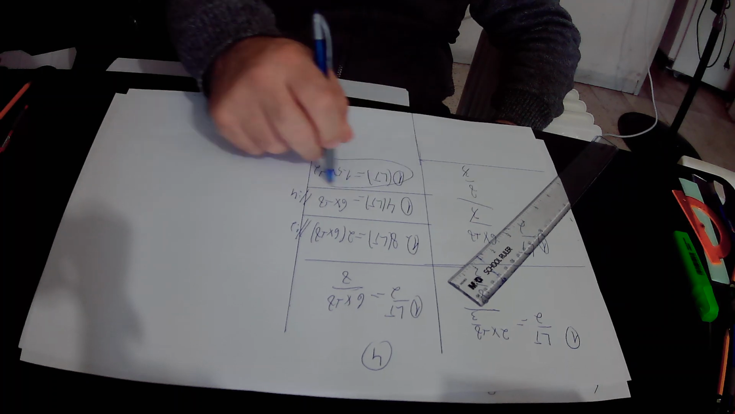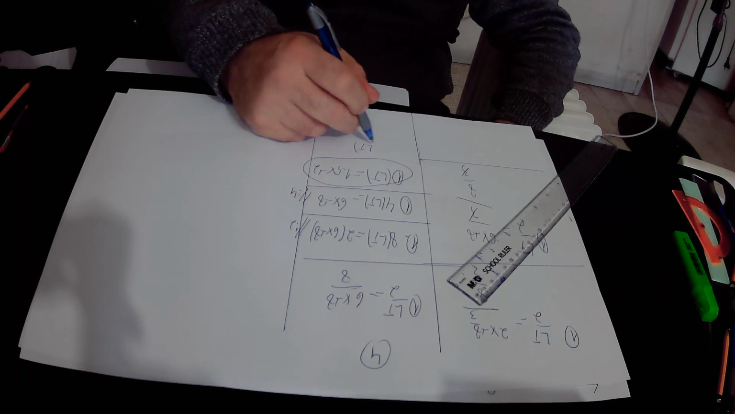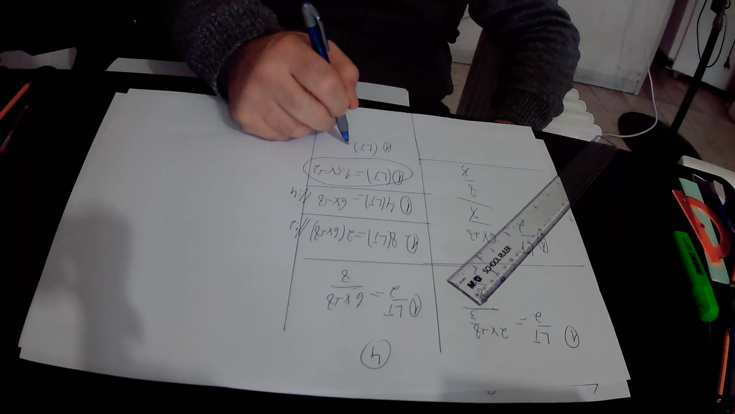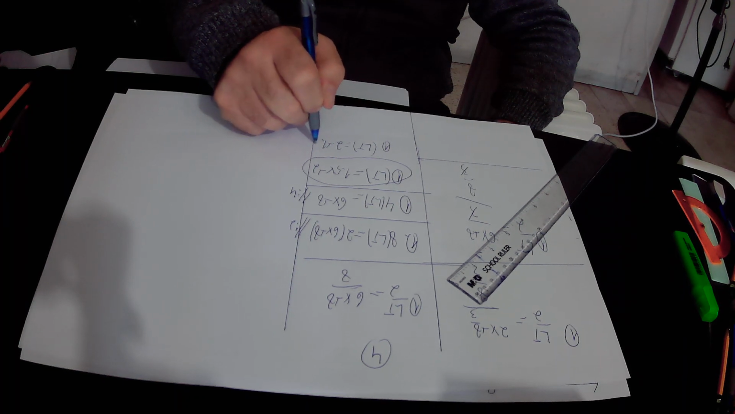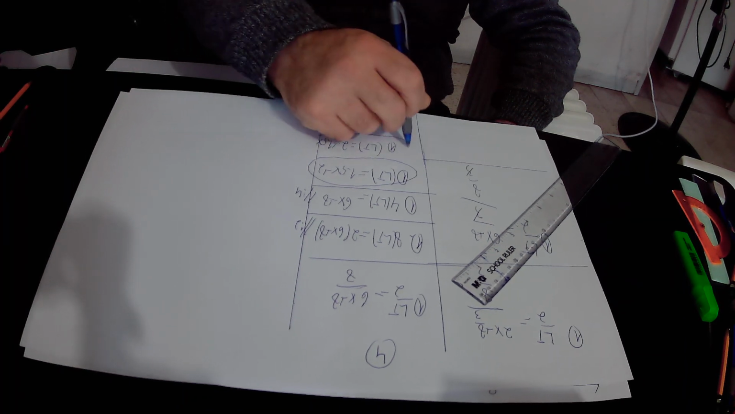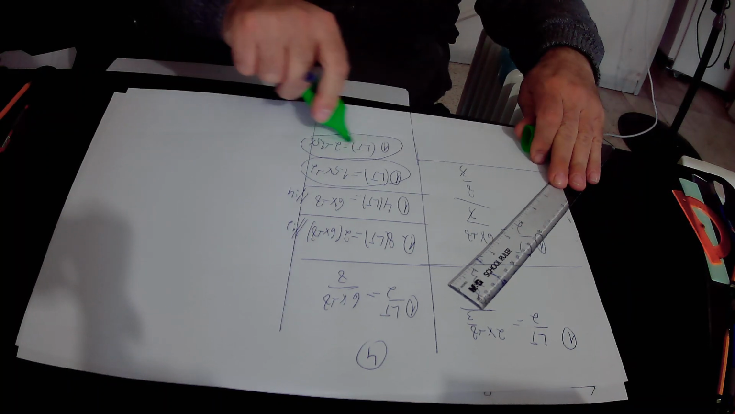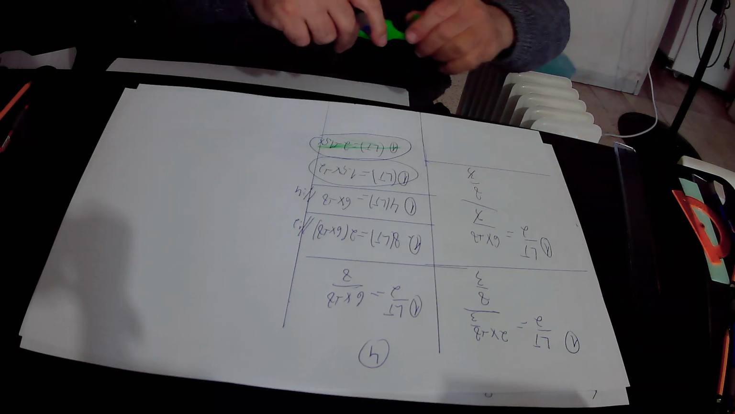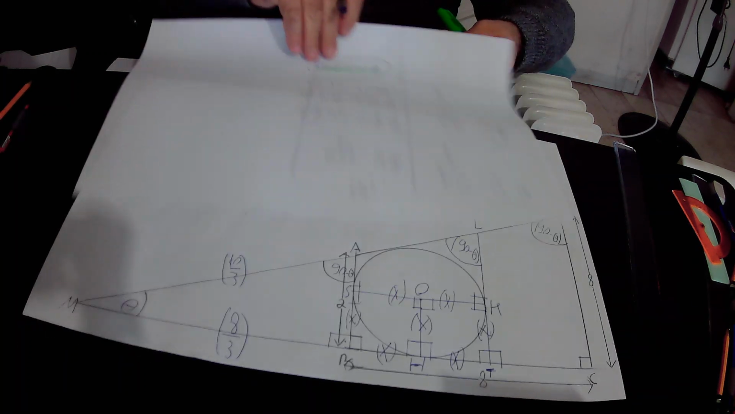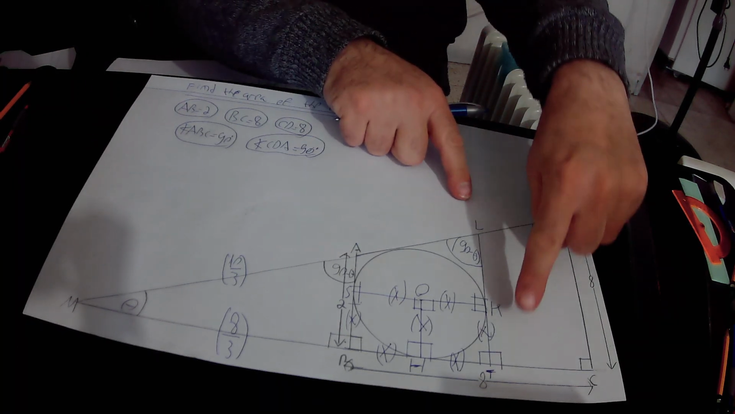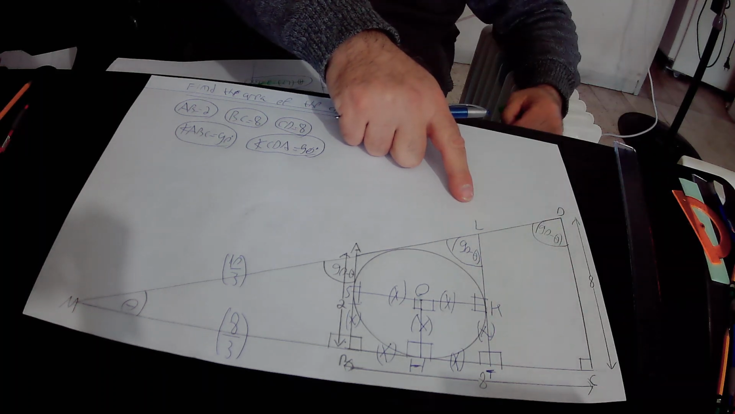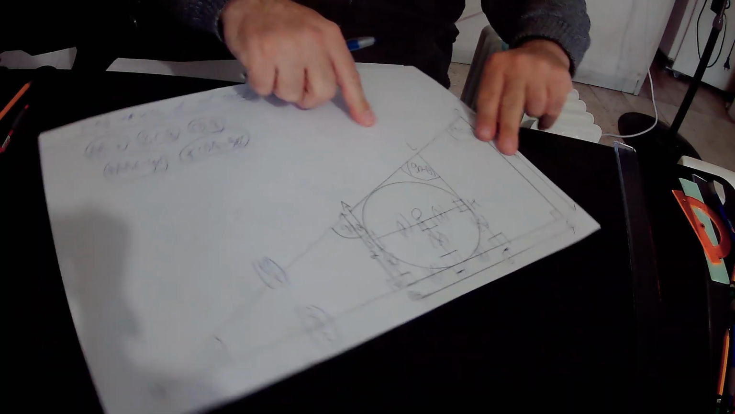So in total we found out that LT equals 2 plus 1.5x. So I write it down in the original drawing that the length of line segment LT equals 2 plus 1.5x.